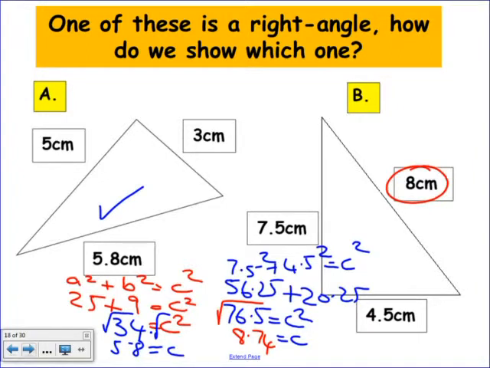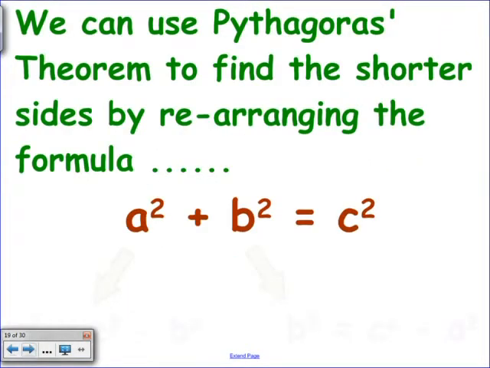They're trying to throw you, and they're asking you to check it. If they ask you to check which one's the right angle, you do it mathematically, not with a protractor or whatever. Okay, so now we understand what Pythagoras is and does.